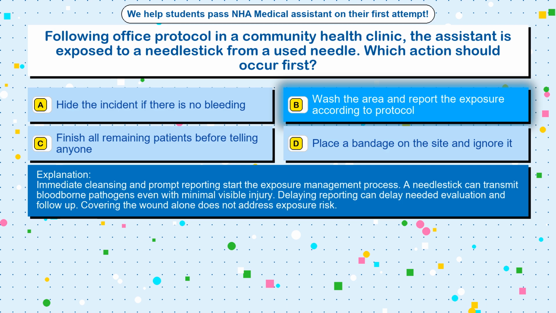Immediate cleansing and prompt reporting start the exposure management process. A needle stick can transmit bloodborne pathogens even with minimal visible injury. Delaying reporting can delay needed evaluation and follow-up. Covering the wound alone does not address exposure risk.